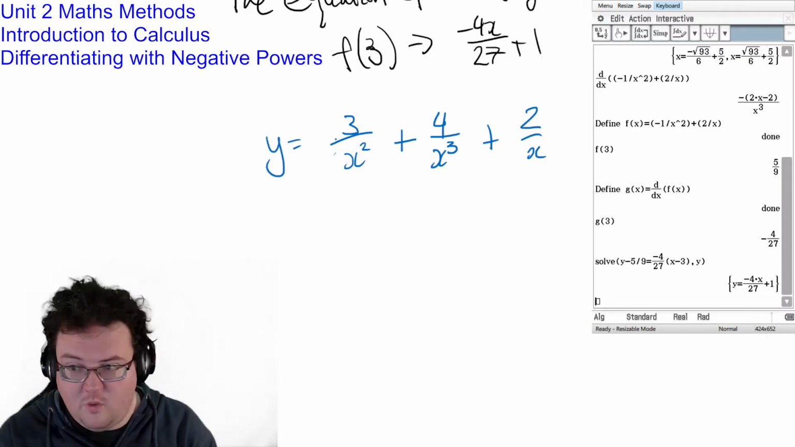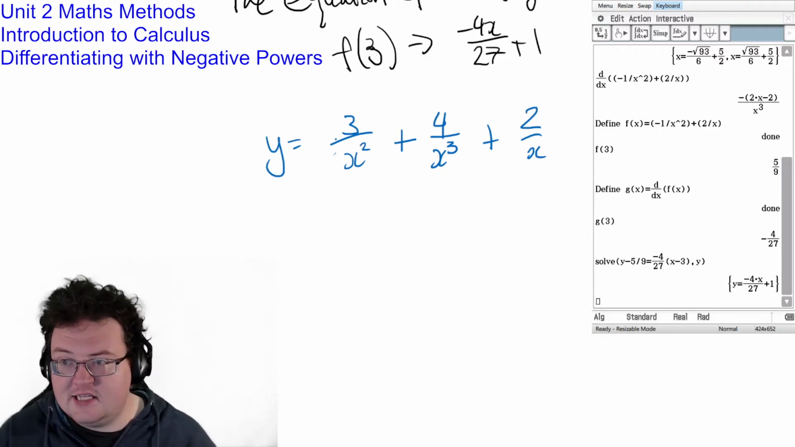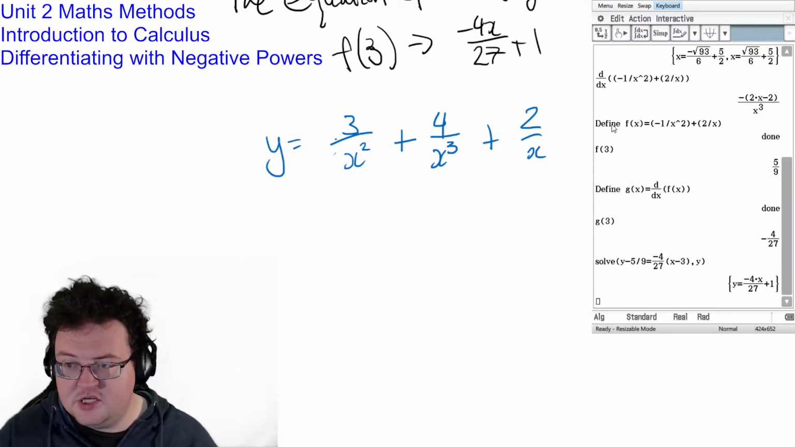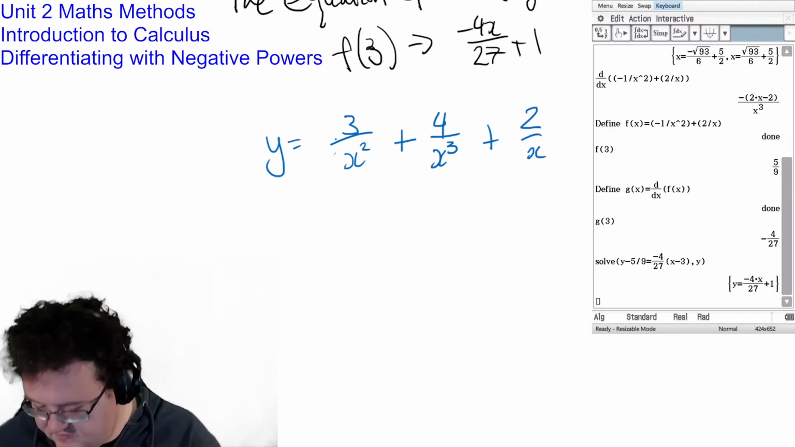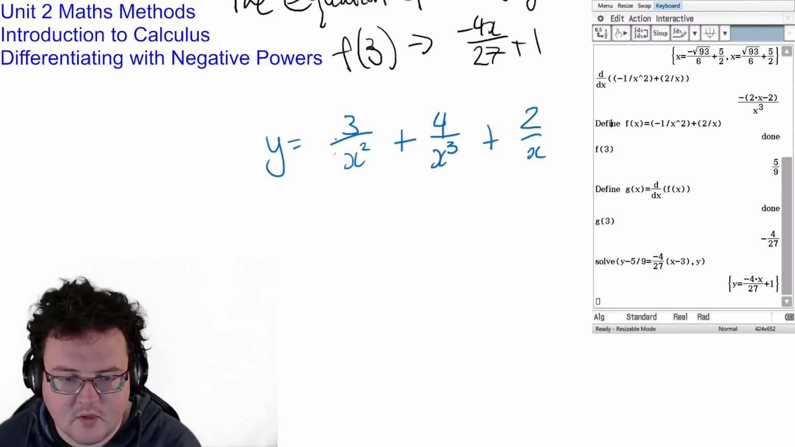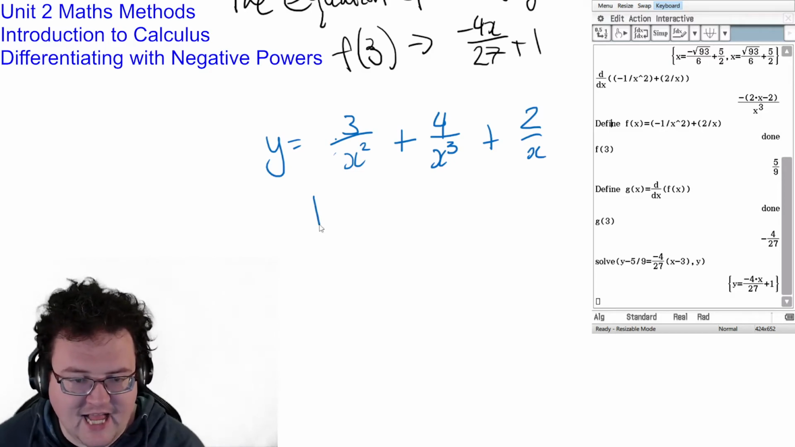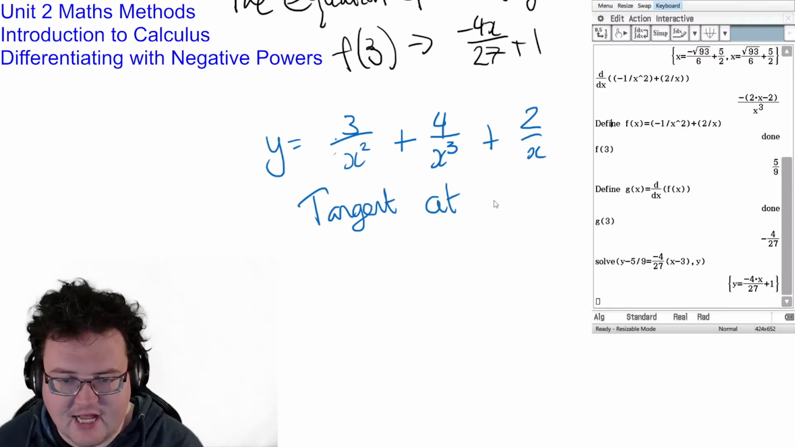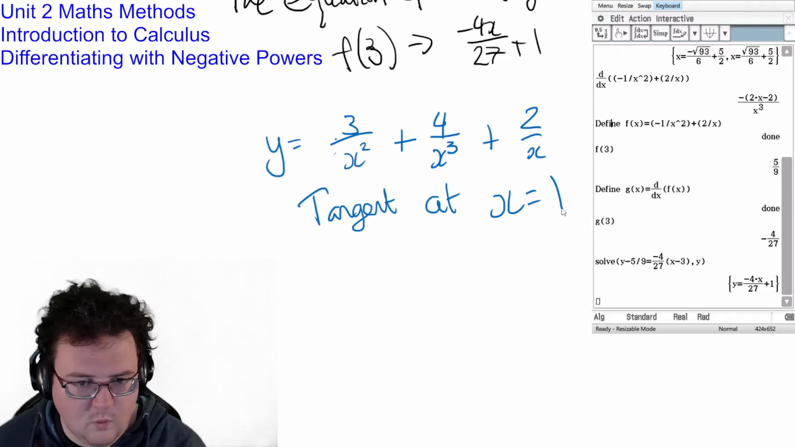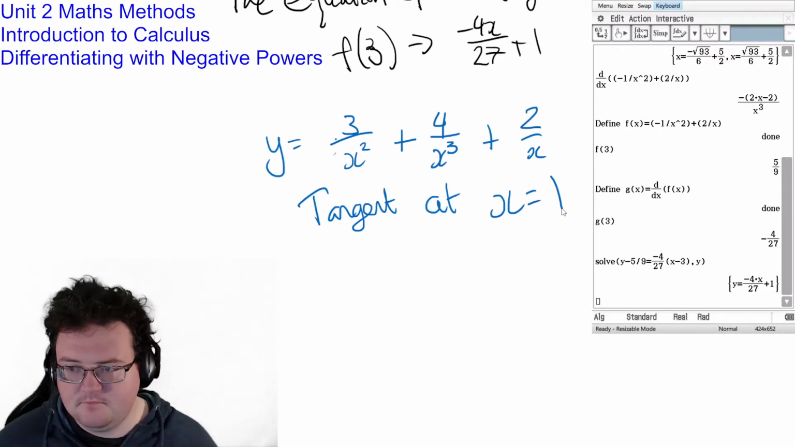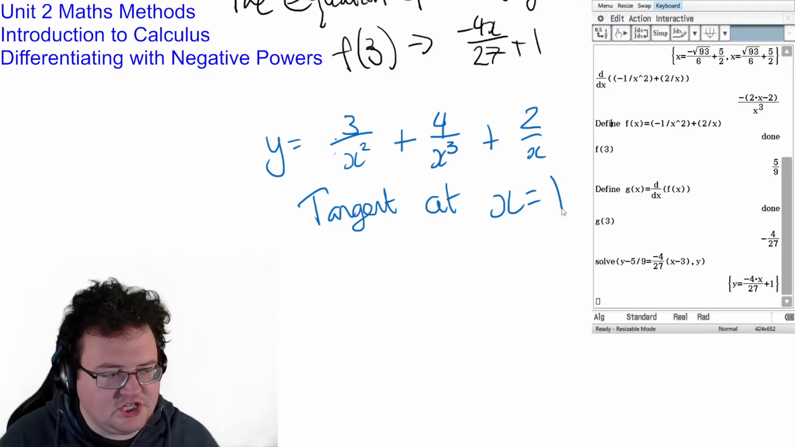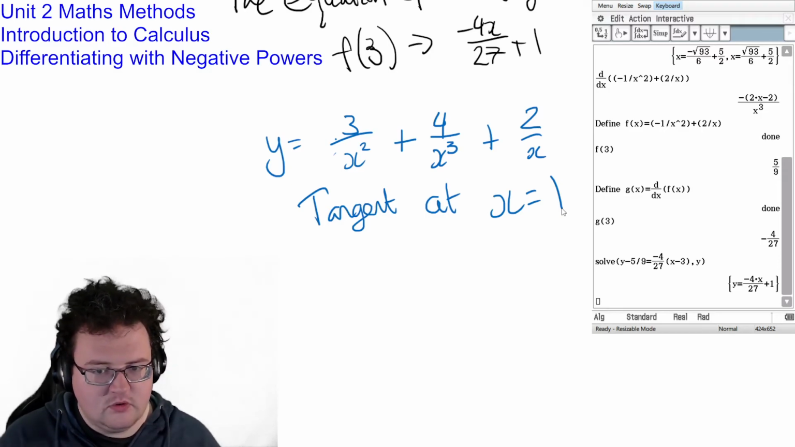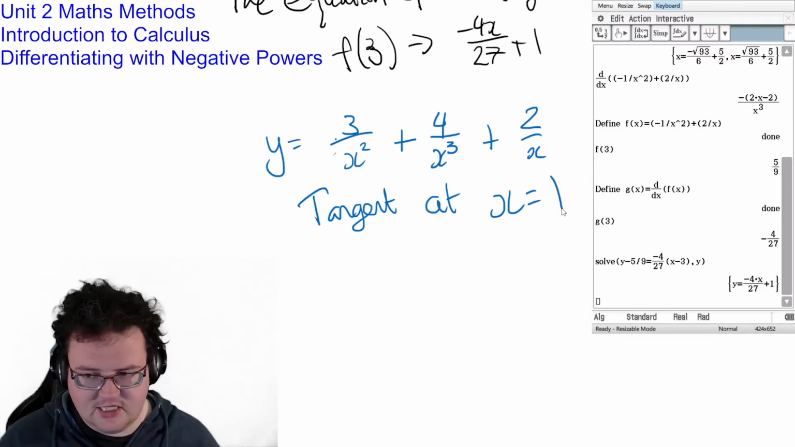Alright, so there's our new equation. So we're going to go in and enter this into our CAS. I suppose you guys figured we need a point to work with. So I want to find the tangent at x equals 1. Alright, so I want the tangent at x equals 1.